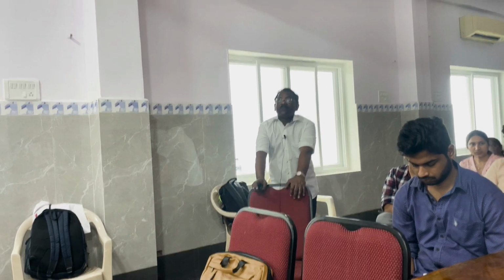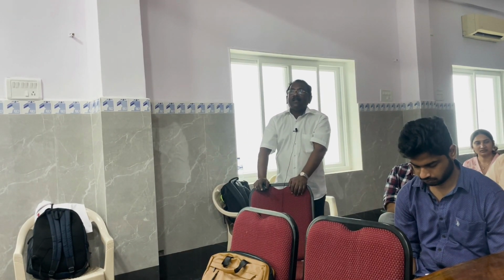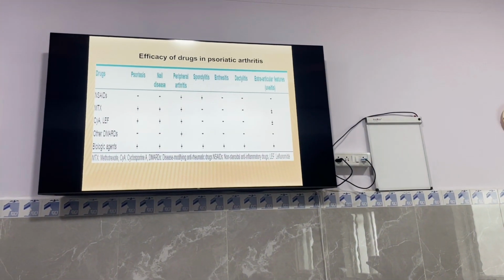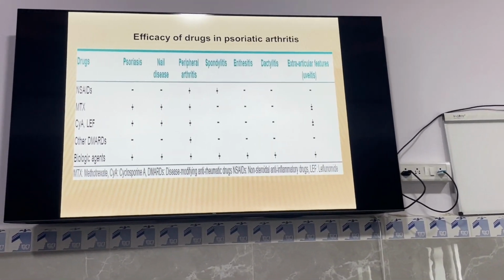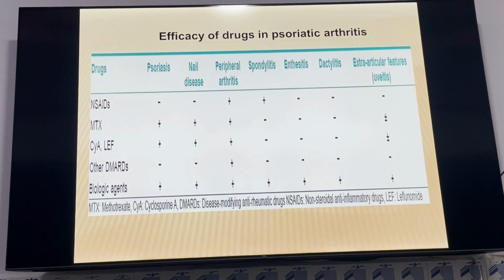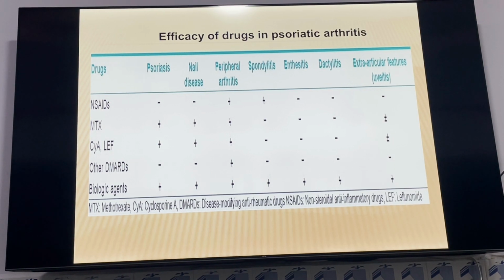So the efficacy of the drugs in psoriatic arthritis: the NSAIDs, methotrexate, cyclophosphamide, and other DMARDs like sulfasalazine, etc. If you see the parameters of the psoriasis or the nail disease, peripheral arthritis, spondylitis, enthesitis, dactylitis, and extra-articular features, these are very, very important. So when choosing the particular drug, you should think of these things. When the patient is having more psoriatic patches, or the nail disease is more, or the peripheral arthritis is more, or spondylitis is the dominating one, or either enthesitis or dactylitis, or some people are having extra-articular features, accordingly you can choose the drugs.